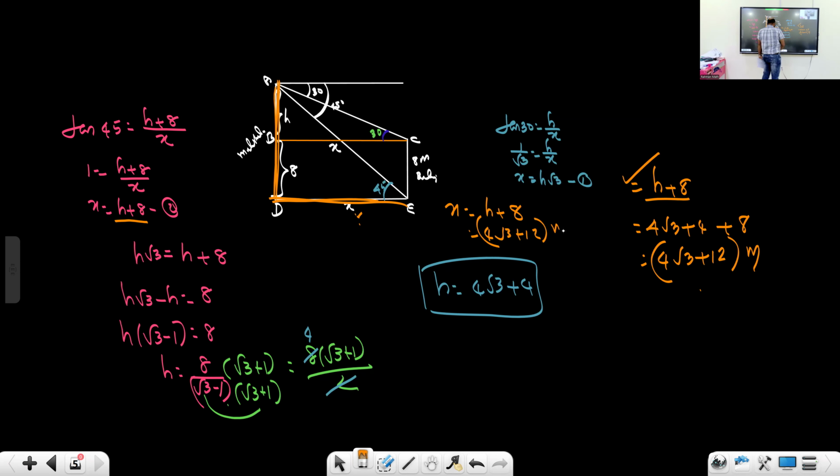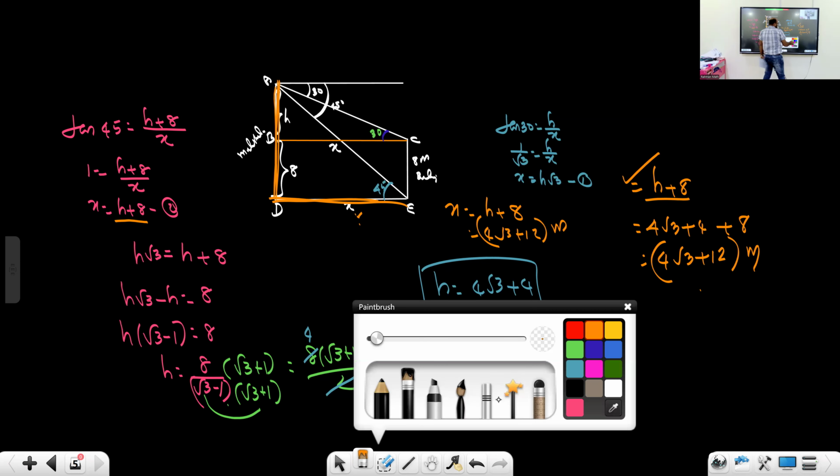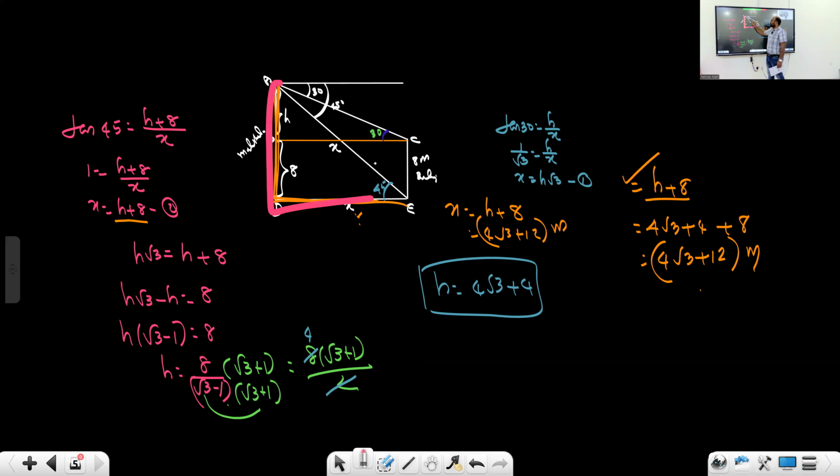Why are both coming equal? Can anyone tell why both are coming equal? This is the reason. What triangle is this actually? An isosceles triangle. Here 45 degree, here also 45 degree. If it is isosceles, this side and this side are equal. That's why this height and this distance became the same. That is the reason.